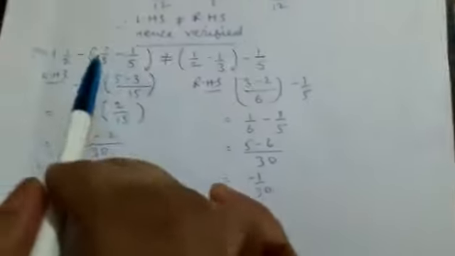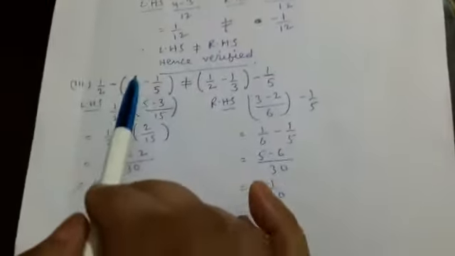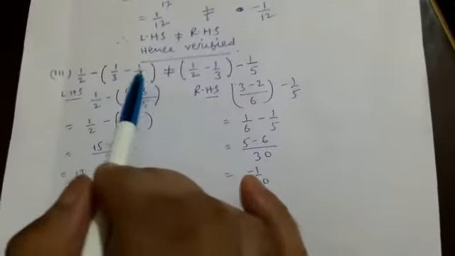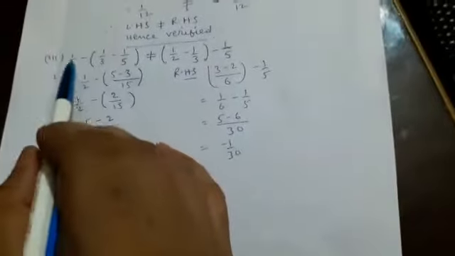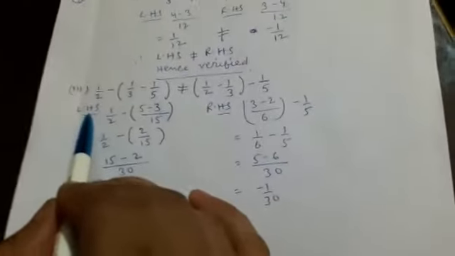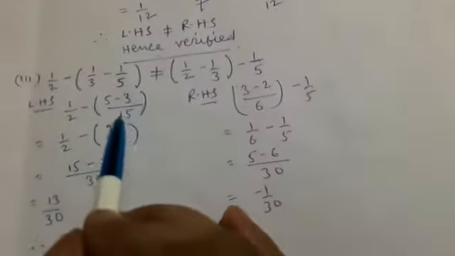Next question is related to the associative property, and the associative property of subtraction is also not applicable because if we subtract in any order, their answers will not be equal. Let us see. 1 by 2 minus, inside the bracket, 1 by 3 minus 1 by 5. Let us see first LHS. 1 by 2 minus, what will be the LCM here? 15.